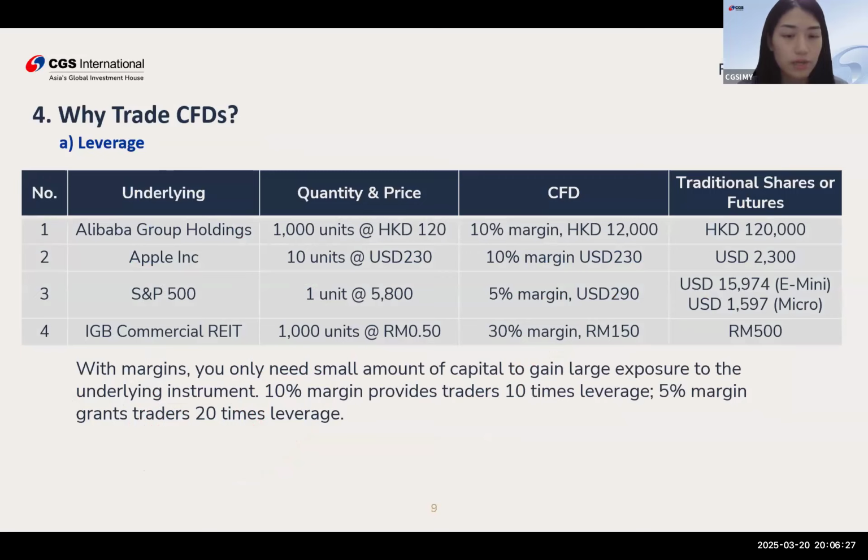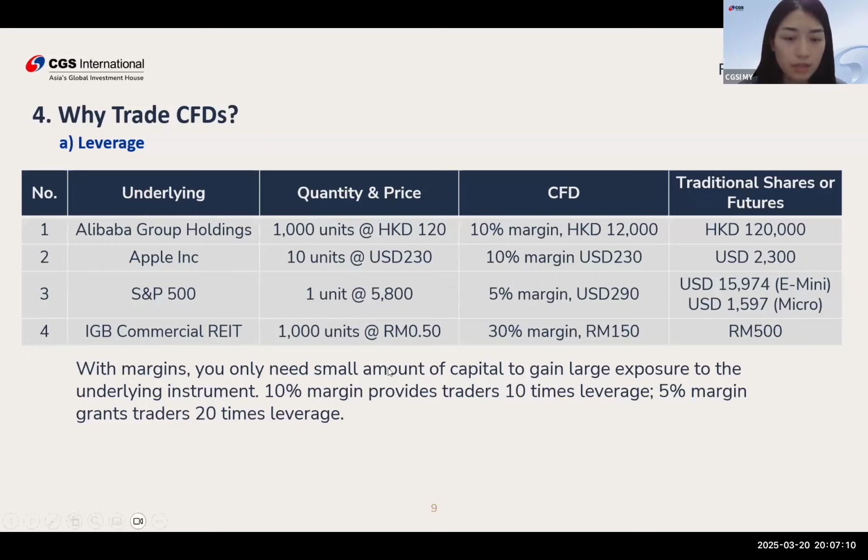As mentioned, the first advantage of CFD is leverage, because you only need to come out with a relatively small amount of capital to gain large exposure to the underlying. So a 10% margin provides you 10 times leverage, while a 5% margin allows you to enjoy 20 times leverage. For example, if you want to buy 1,000 units of Alibaba Group Holding at Hong Kong dollar 120, you just need to come out with 12,000 Hong Kong dollars to invest in Alibaba CFD, instead of using 120,000 Hong Kong dollars to invest in the Alibaba share.